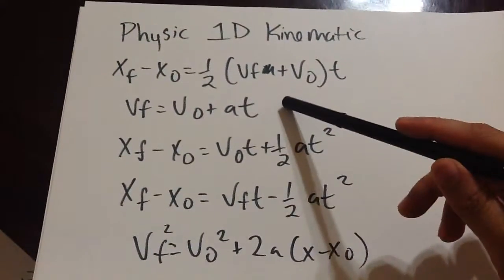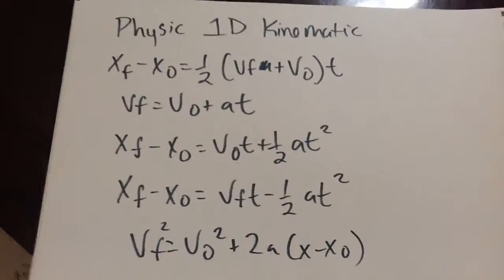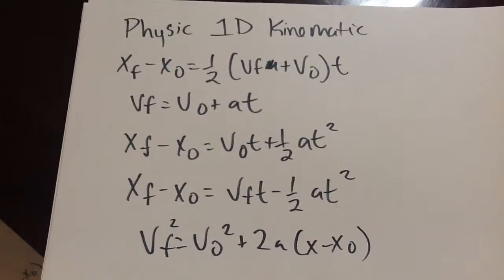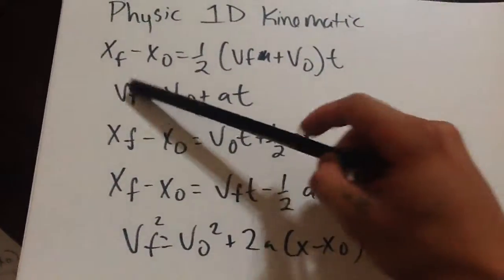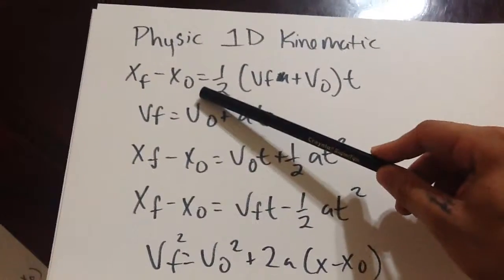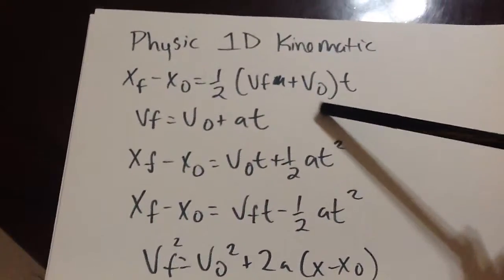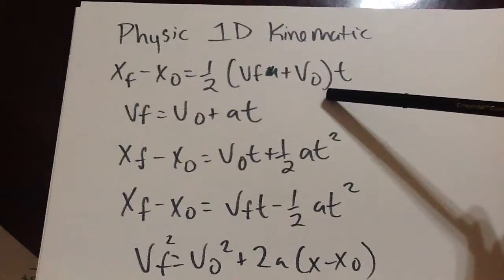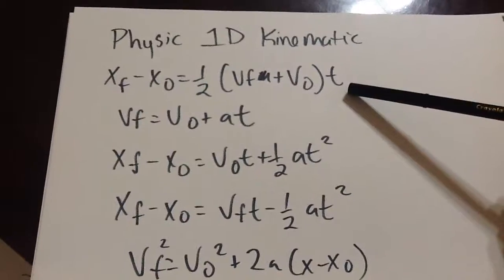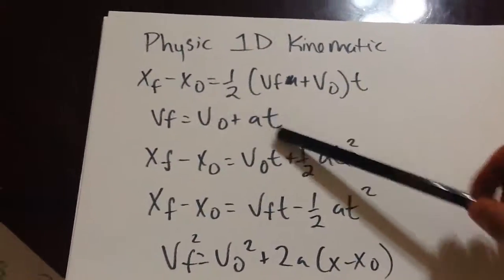Okay, the topic that I'm going to talk about is physics in one dimension. In one-dimensional problems, you can use any of these 5 kinematics equations in order to solve for your unknown. The xf stands for the final distance, the x0 stands for the initial distance, the vf stands for the final velocity, v0 stands for the initial velocity, the t stands for time, and the a stands for acceleration.